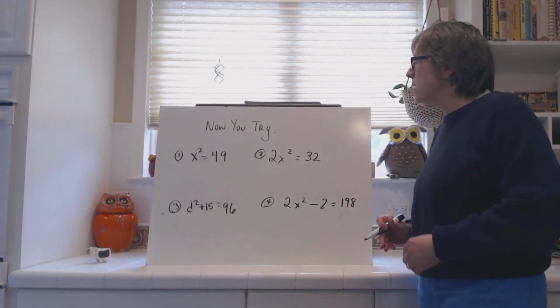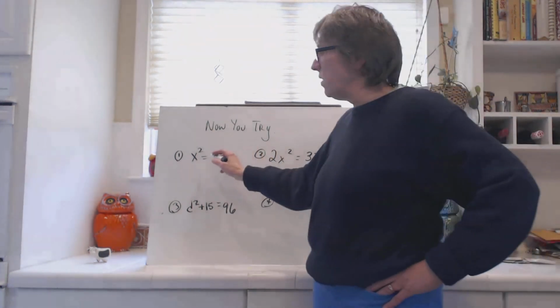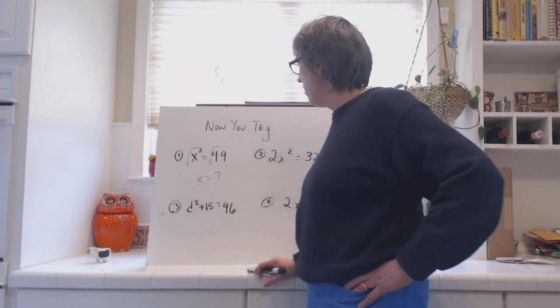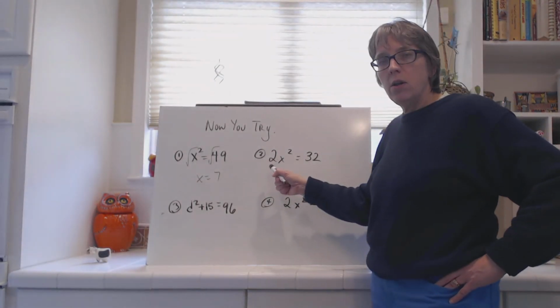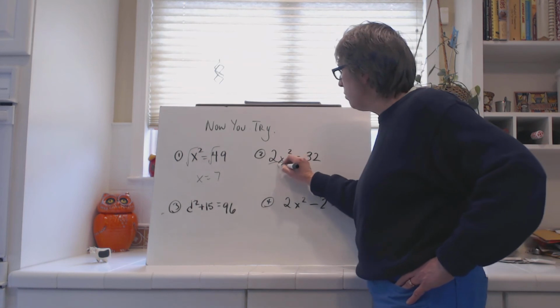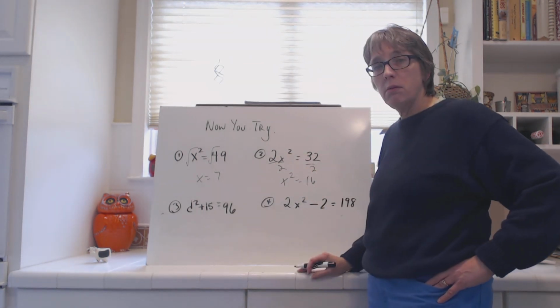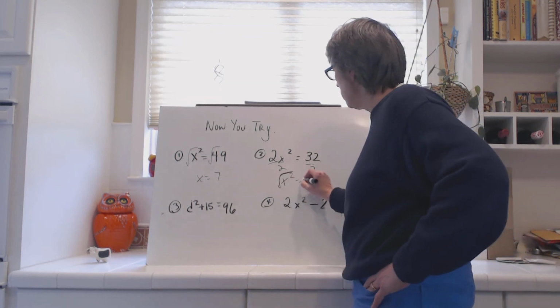Welcome back. Let's see how you did. Well, you should have taken the square root of both sides, showing your work, and got x equals 7. Here, you had to divide both sides by 2 before you even started. X squared equals 16. And then you took the square root of both sides.